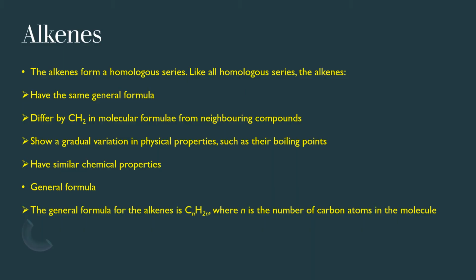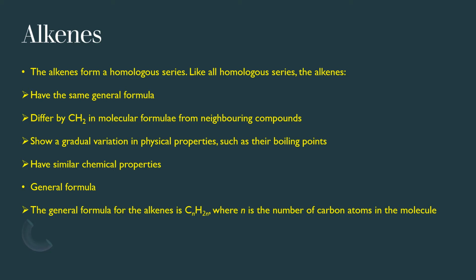The alkenes form a homologous series. Like all homologous series, the alkenes have the same general formula. They differ by CH2 in molecular formula from neighboring compounds. They show a gradual variation in physical properties such as their boiling points. They have similar chemical properties.